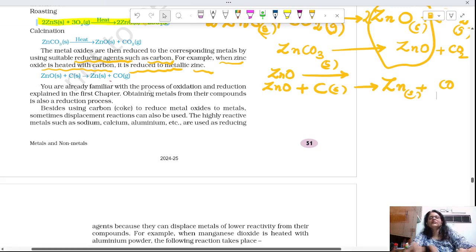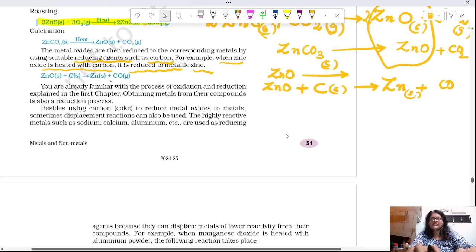Okay, you are familiar with the process of oxidation and reduction explained in chapter 1. Obtaining metals from their compounds is also known as a reduction process. Besides using coke or carbon, we can reduce metal oxides to metals. Sometimes displacement reactions, you know that, no? Displacement reactions can also be used.